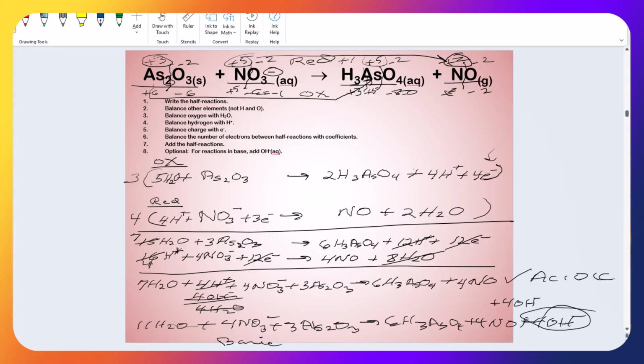All right, we've gone from acidic conditions with excess H plus to now basic conditions with excess hydroxide ion. So all you've got to do is balance under acidic conditions and then add hydroxide to the hydrogen ion added to both sides to balance under basic conditions. All right.